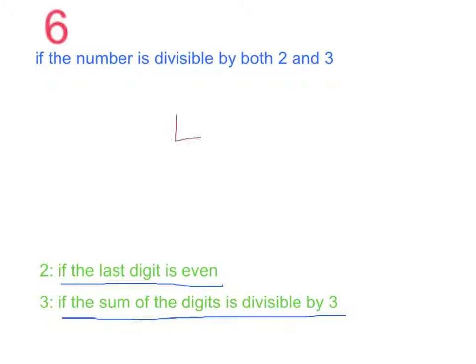Alright, let's do our last example. If our number is 45, is it divisible by 6? Well, first we have to see, is it divisible by 2? The last digit of the number is 5. Is 5 an even number? Nope. So 45 is not divisible by 2, which means it's also not divisible by 6, because it's not divisible by both 2 and 3.